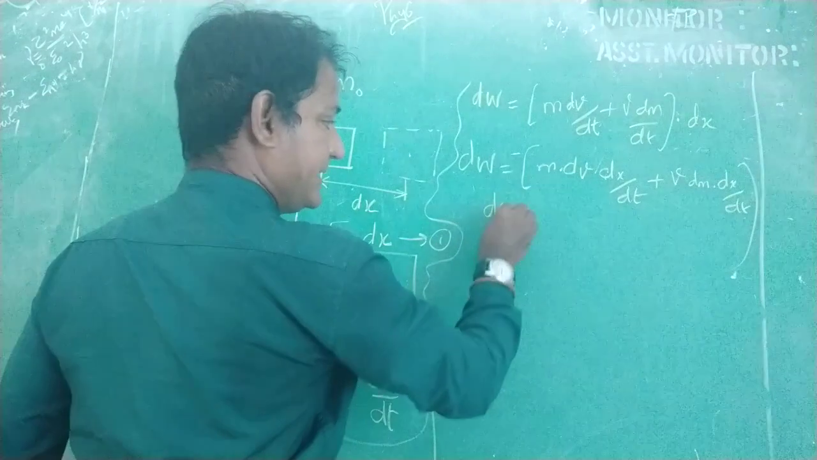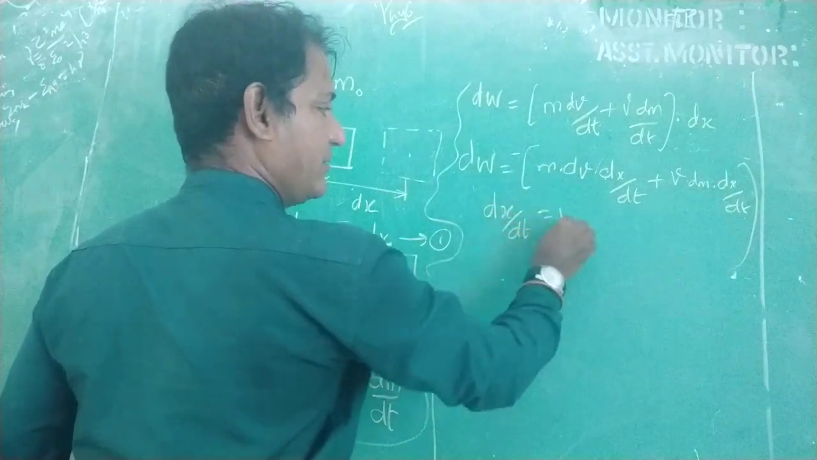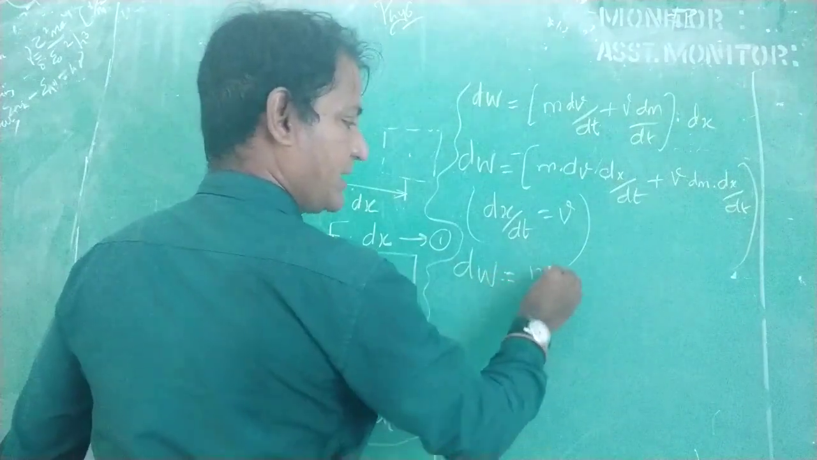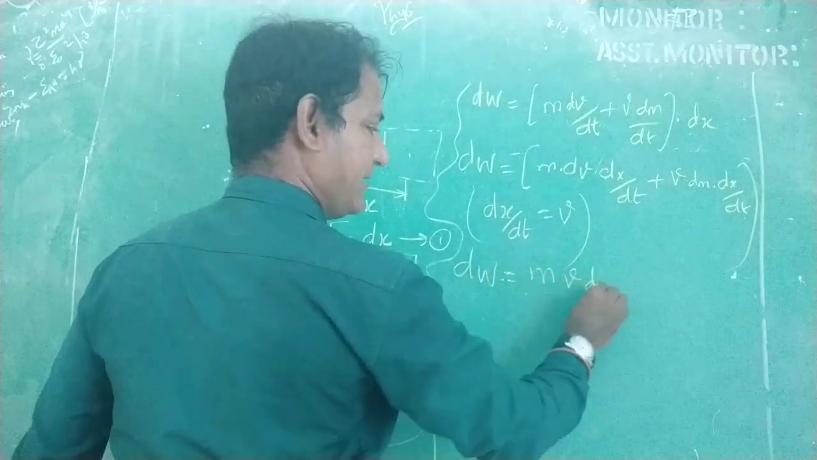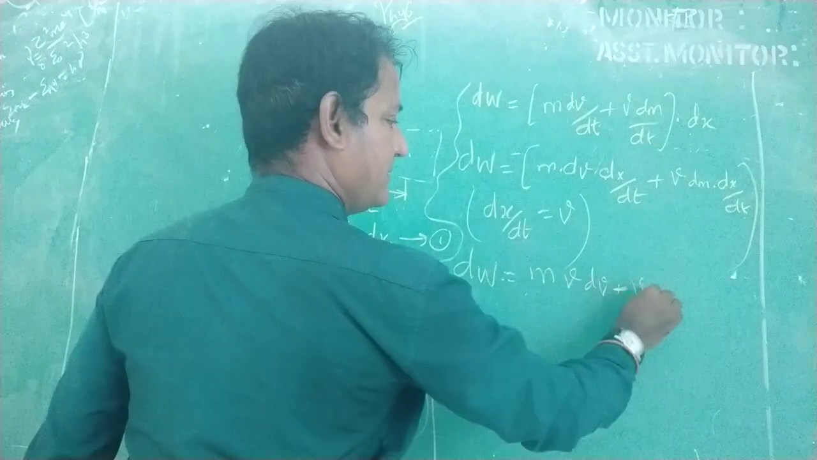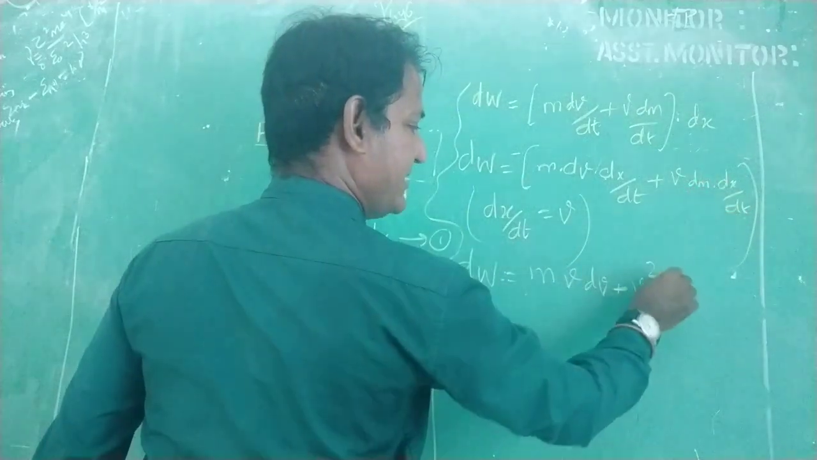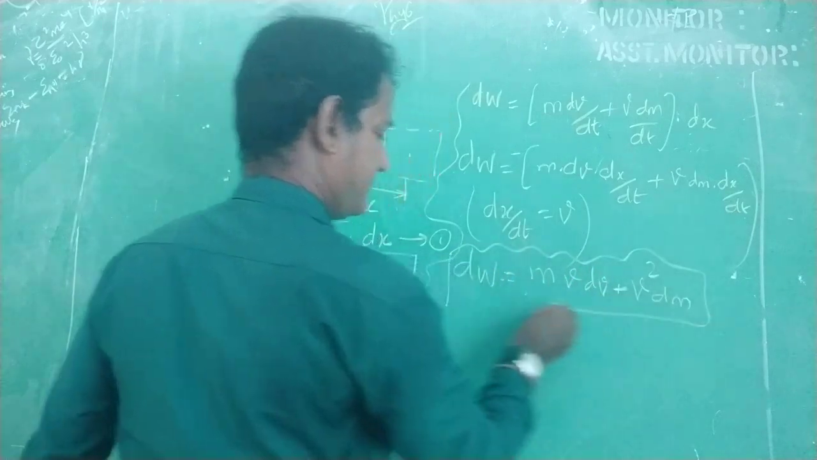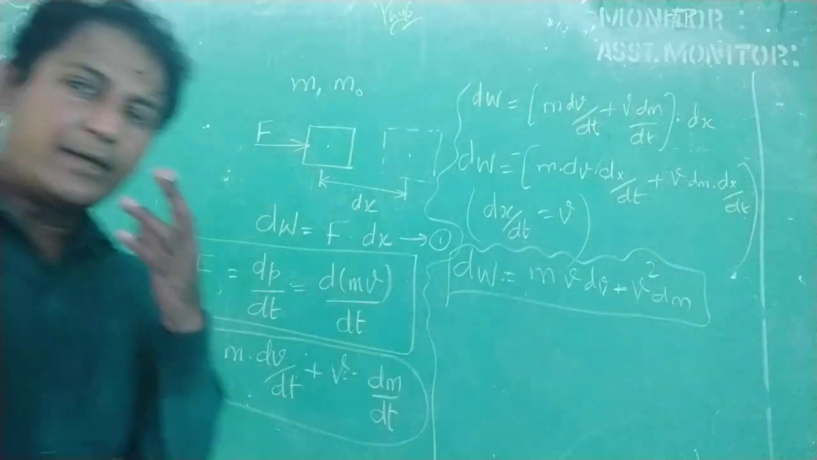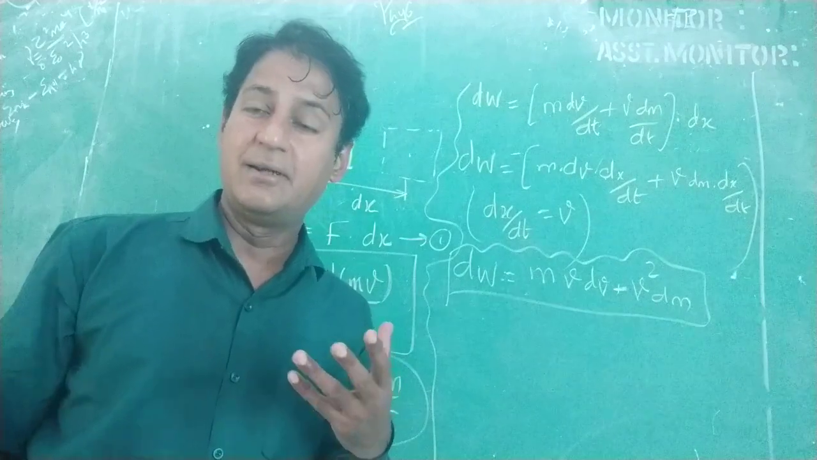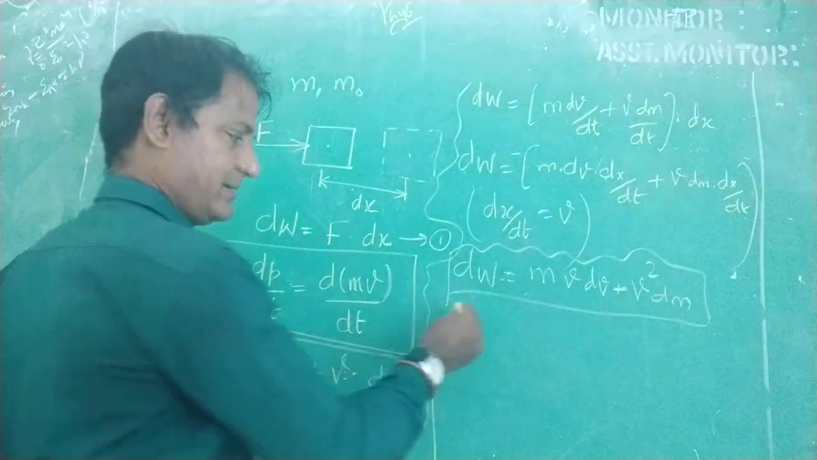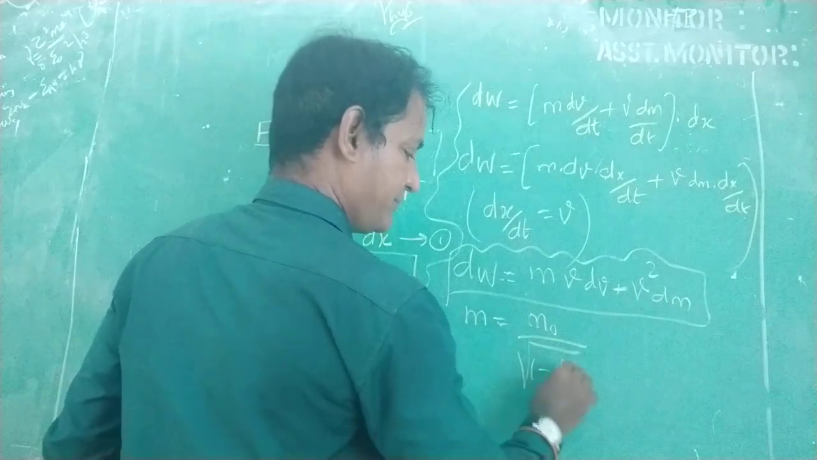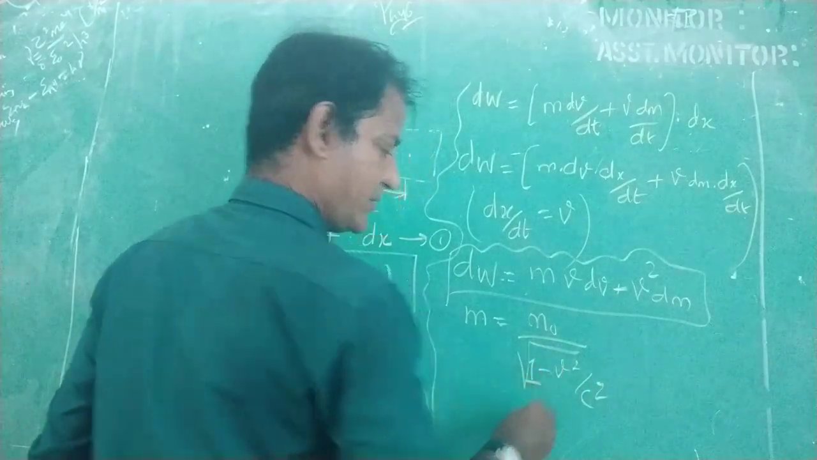We know that dx by dt is equal to the velocity. So again, dW is equal to m into v into dv plus v into, again one v, so v squared into dm. And according to Einstein's mass variation equation, m is equal to m naught by root of 1 minus v squared by c squared.